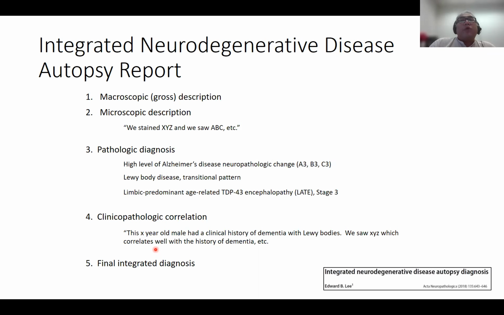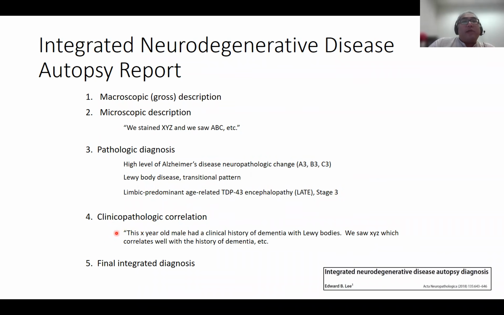So the way we do it here at Penn is we actually have multiple sections, and it gets a little bit complicated, but we have a macroscopic gross description of the brain. We do a microscopic description, and here we're specifically saying what you see. We stained this, and we saw this, and we saw it in the cortex, we saw it in the hippocampus, whatever. And then we have a section where we just give our neuropathologic diagnosis. That could be, for example, high level of ADNC, and we give the ABC score, Lewy body disease, transitional pattern, or late in stage 3, let's say.